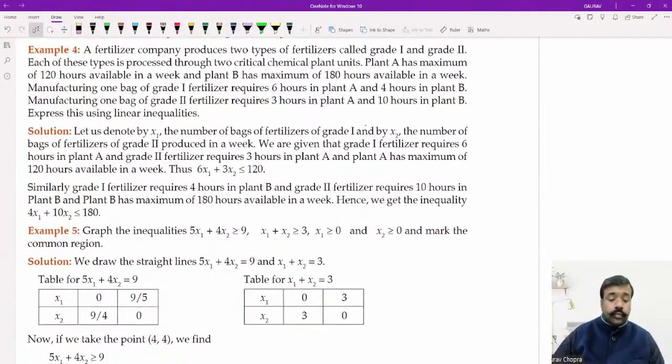So now, before moving towards example number 4, we can take a small break of 5 minutes and come back. Okay. So let's take a break and come back in 5 minutes.